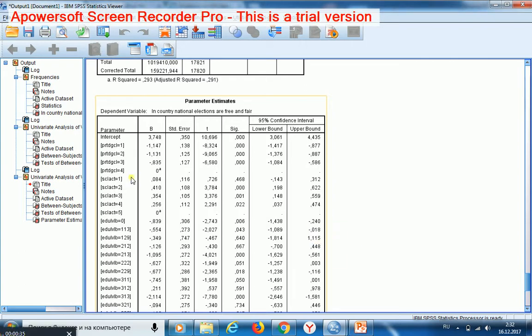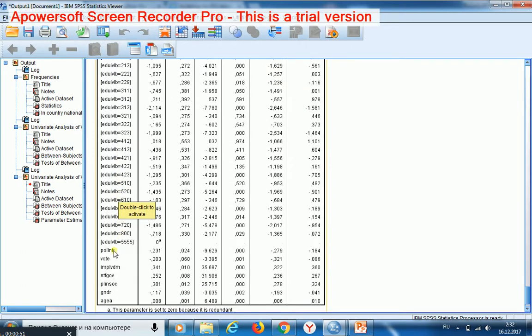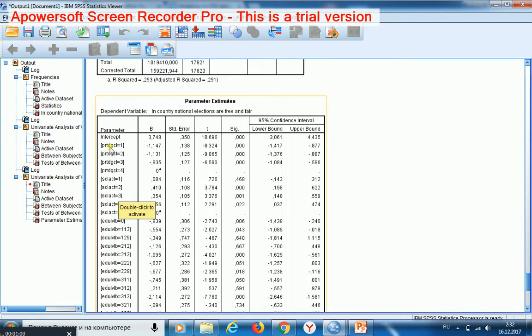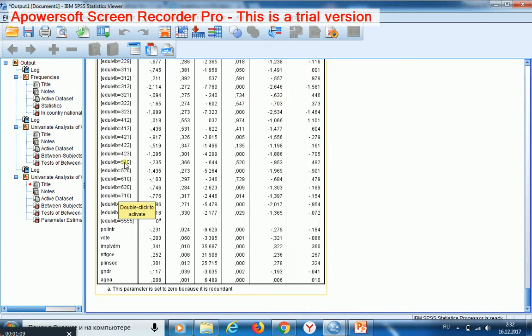You may see that those variables which are categorical are marked by these squared brackets, and those variables which are scale or interval are without brackets. And you may see that any category of categorical variables is presented here, and when we look at variables which are scale, here are no categories of these variables.